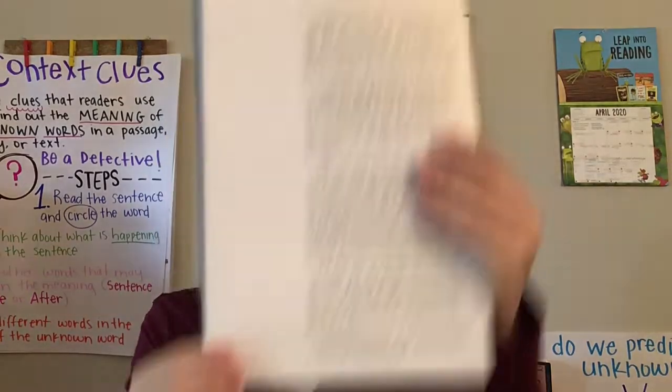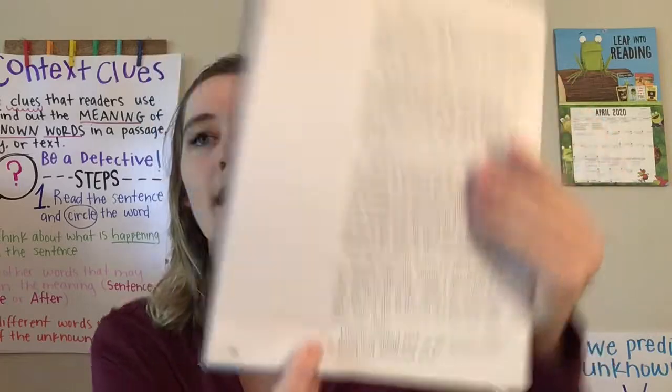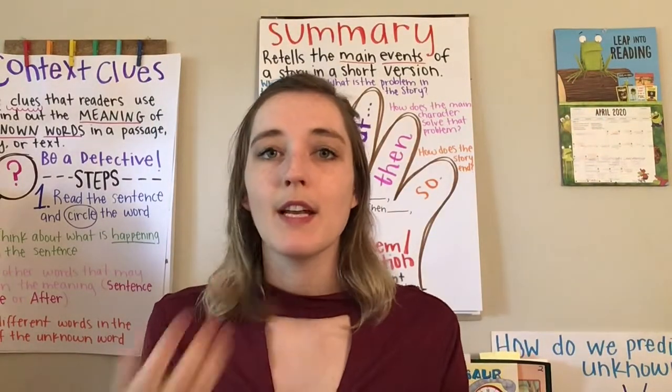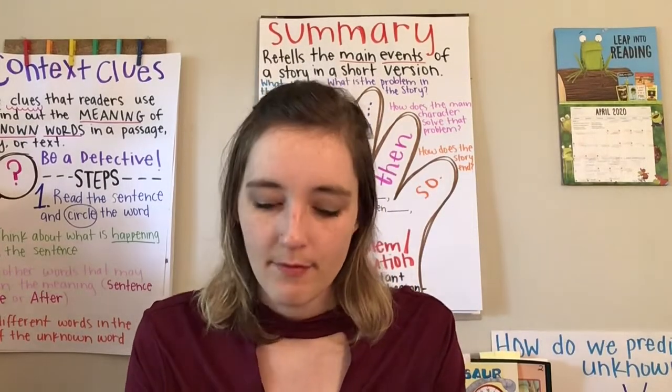Okay, so in your magazine, go ahead and turn to page 16, and we're going to start on paragraph 17. It's the very last one on the bottom. Again, I'm going to read it out loud to you. You are in charge of underlining and circling and annotating, okay?